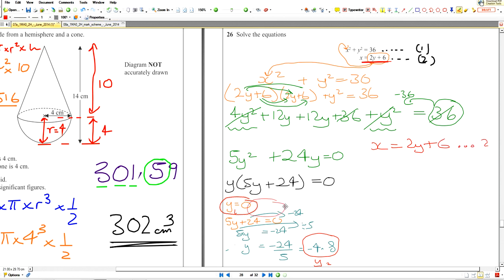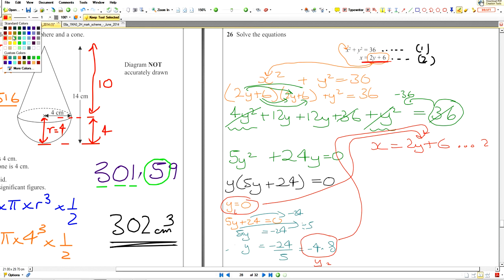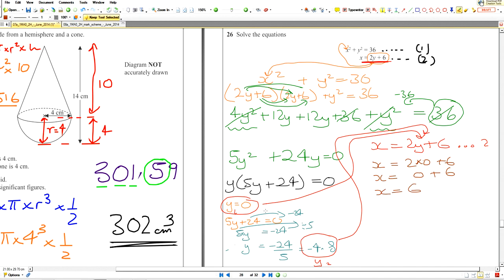What we need to do now is get our y values and put them into here. The first one, and then get the second y value and put it into there afterwards for the second part. So let's do that one part at a time. So we say x is equal to 2 times... let's put the 0 in first. 2 times nothing plus 6. x is equal to nothing plus 6. x is equal to 6. So basically when y equals 0, we now have a corresponding x value. The x value is 6. So these two values are corresponding.